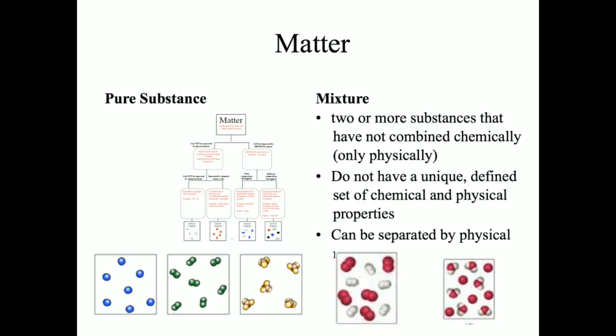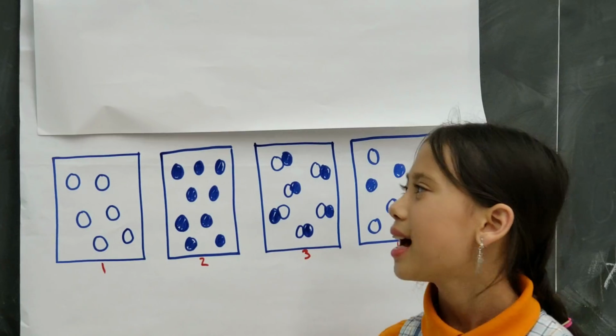Recall that we began taking notes on the different types of matter on a flowchart in last lesson. Make sure you put your notes for mixtures on the right side of this chart. So the key components of mixtures are that they have two or more substances that are not chemically combined, meaning they're not bonded.